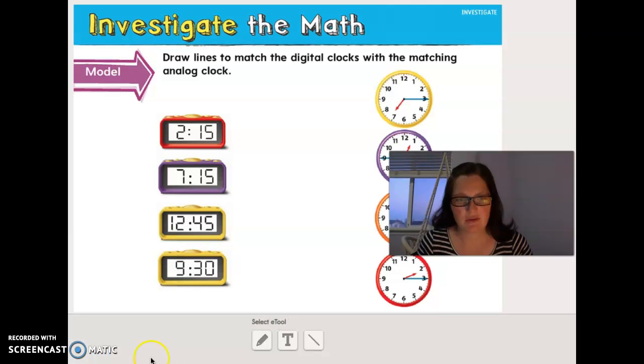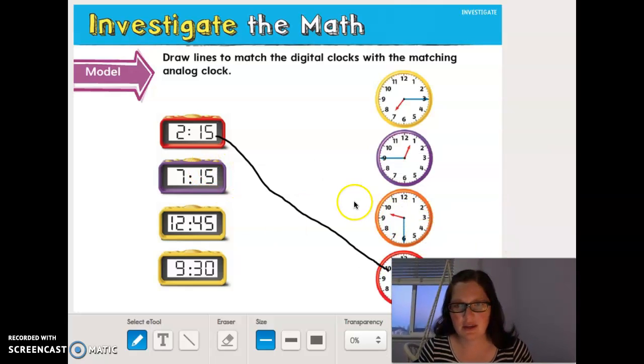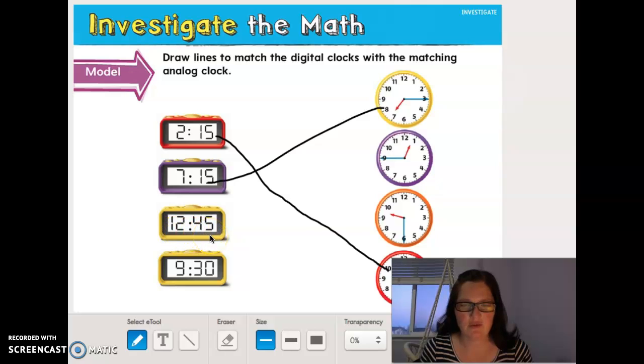And the next one says 7:15. So that one is going to be pointing between the hour of 7 and 8. Here's that one. And then the minute hand is pointing to the 15 or the 3 spot, which is 15 minutes. So there's our match. 12:45. Remember, we'd look for the hour hand and then the minute hand. Take a second to find that one on your own. And that would be this one, between the 12 and the 1. And the 9 is our 45 minutes.